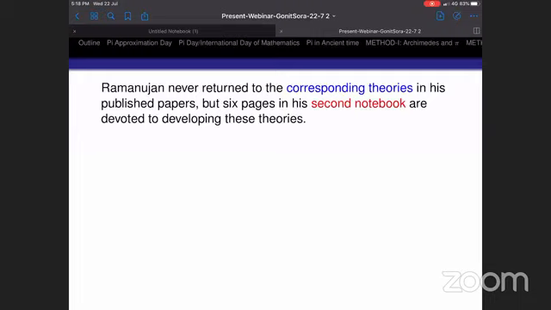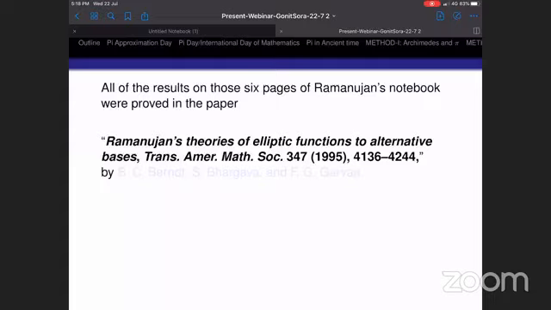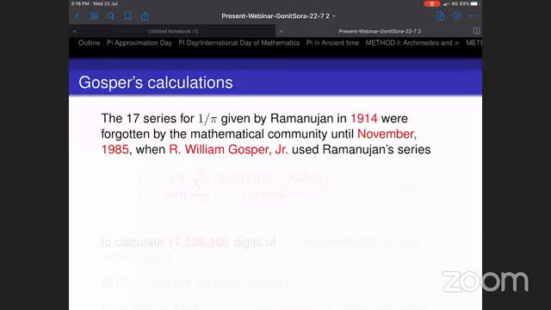Ramanujan never returned to the corresponding theories in his published papers, but 6 pages in his second notebook are devoted to developing these theories. And all the results of these 6 pages of Ramanujan's notebook were proved only in 1995 by Bruce Berndt, Bhargava, and Garvan. So it took so much time to understand what Ramanujan meant by the alternative theories of elliptic functions. The 17 series of 1 over pi given by Ramanujan were actually forgotten then.